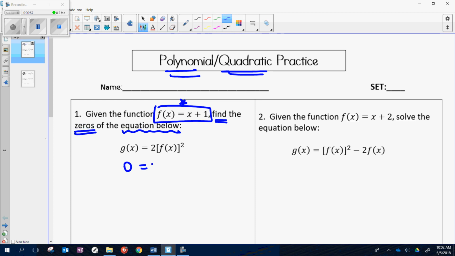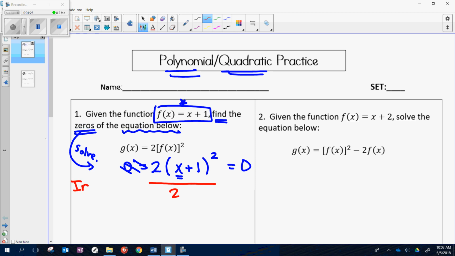0 equals 2. Instead of f of x, I'm going to put in x plus 1, and I need to square that. So this is what I am finding the zeros of, otherwise known as solving. In order to solve this, I only have one x in the equation. The easiest way is to look at it with a 0 over here, divide by 2. I am using inverse operations because there's only one x. Divide by 2. I now have x plus 1 squared equals 0.